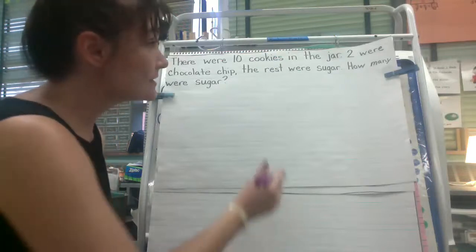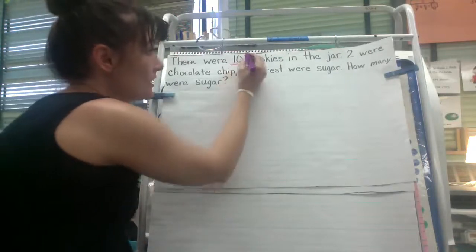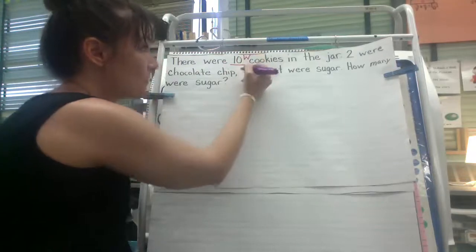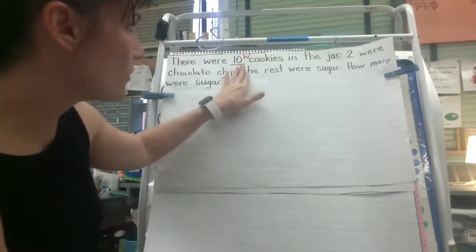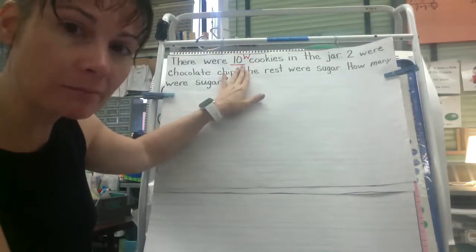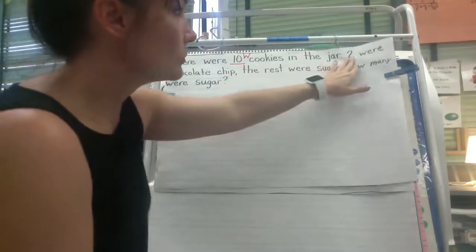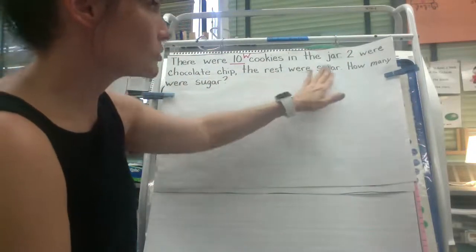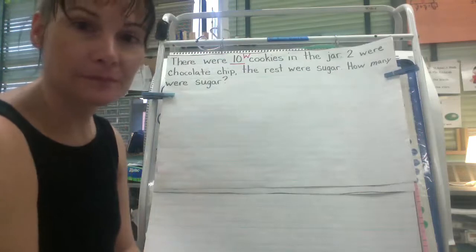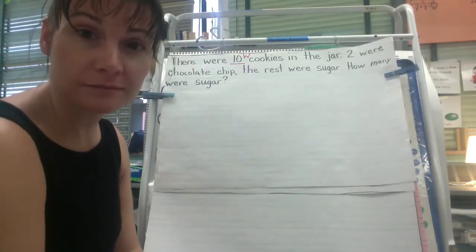You're right, I had 10 cookies. So 10 is my whole. Well, if 10 is my whole, let's think about the rest of the problem. 2 were chocolate chip. The rest were sugar. Do you see a part?